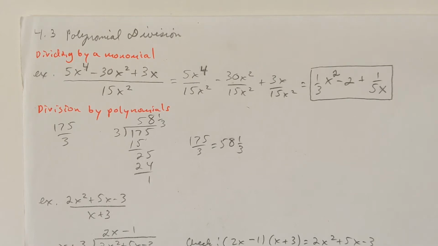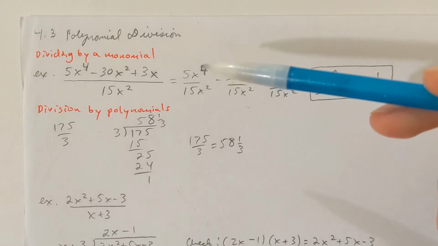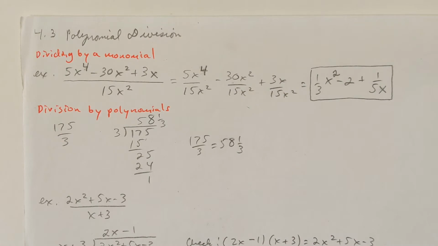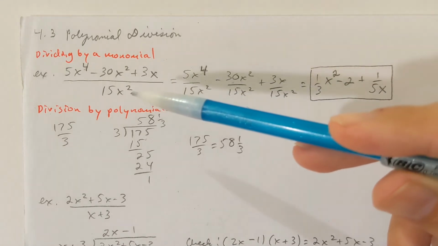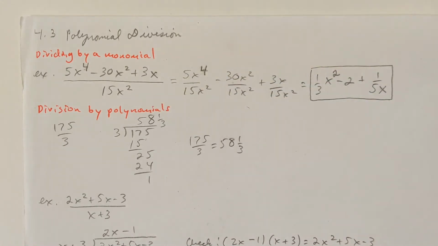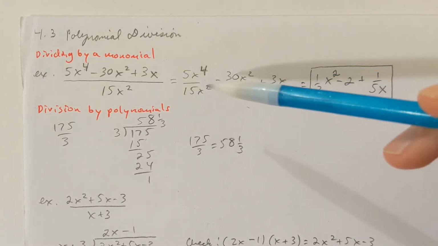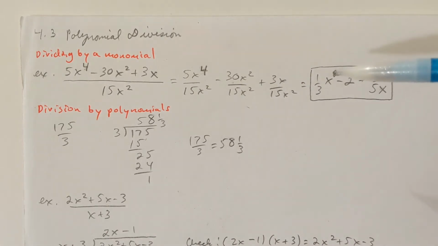For example, suppose that we divide a polynomial by a monomial. Okay, suppose that we have 5x to the fourth minus 30x squared plus 3x divided by 15x squared. The first thing that I'm going to do is, I've got a monomial. Monomial just means that you have one term. I'm going to divide this polynomial by this monomial by sticking the monomial under each one of the polynomial terms.